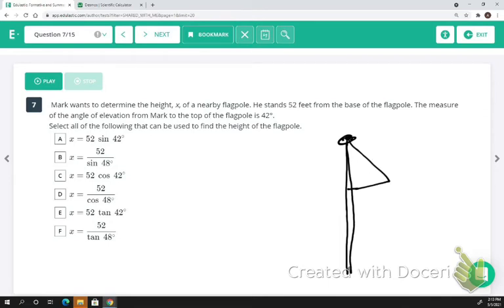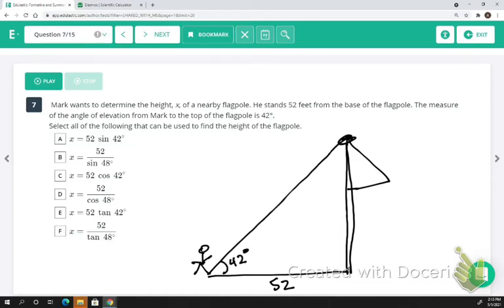Okay, I know that Mark is standing somewhere, so I'm going to just put him on this side. And so here from the base, he is 52 feet. Okay, and so here it says the angle of elevation. So from Mark to the top of the flagpole, so we're looking here, this is going to be 42 degrees, and that's what it tells me.